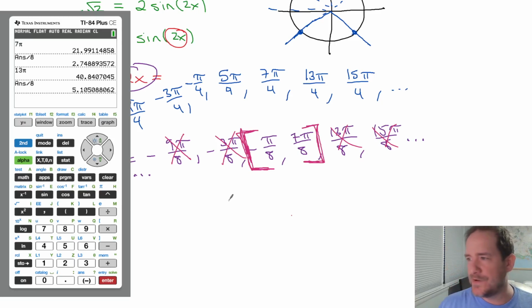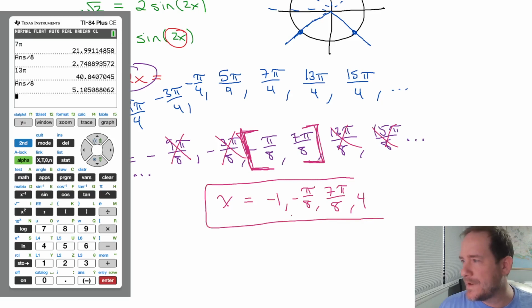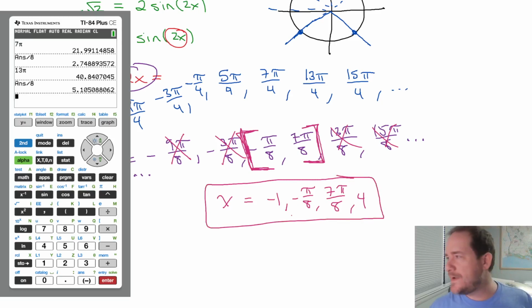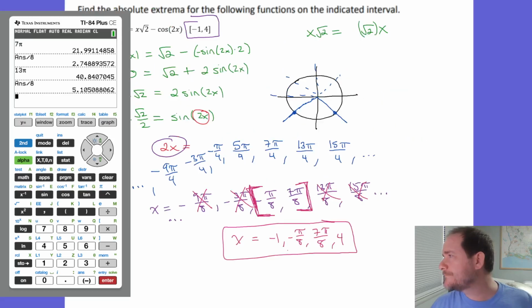So as far as critical values go, I'm seeing -1, and then negative pi over 8, and then positive 7 pi over 8, and then 4. And if those are the critical values, then those are the guys we have to evaluate the function. And this is my function. I would not want to have to do this by hand, so I'm not gonna, and I don't have to.